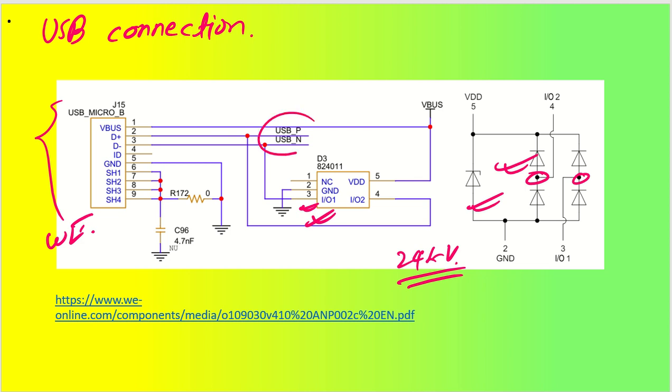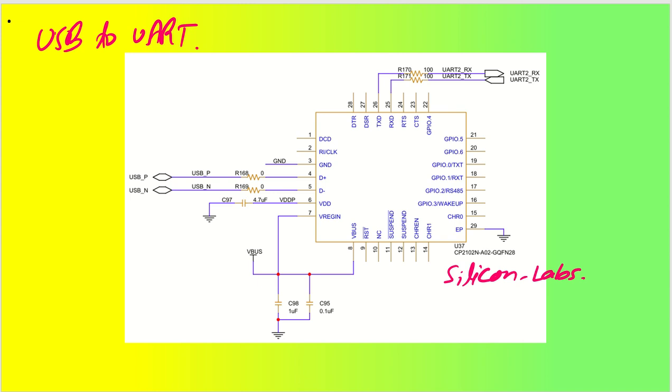Now this USB P and USB N will get connected to my USB to UART bridge device. One of the very good manufacturers for USB to UART bridge is Silicon Labs, and this Silicon Labs device is newly introduced. This USB P and USB N are connected to D plus and D minus. Another thing is that my UART signal is coming from the microcontroller, which is UART2. I am using UART2 for this purpose.